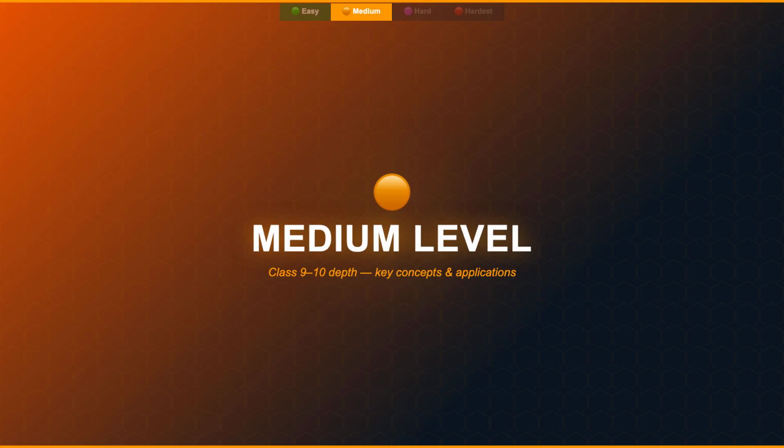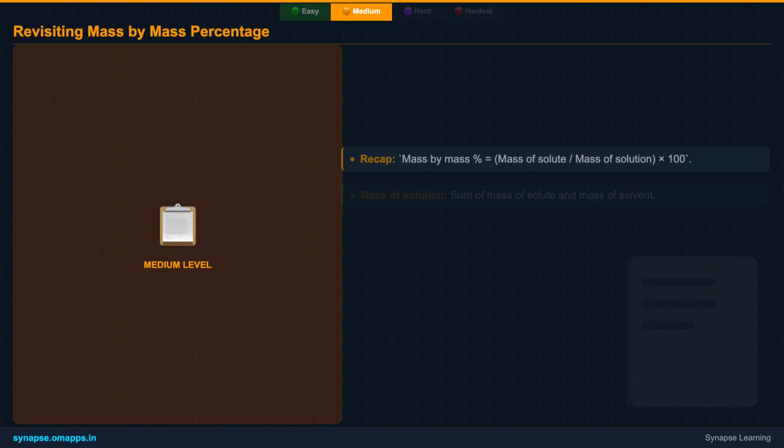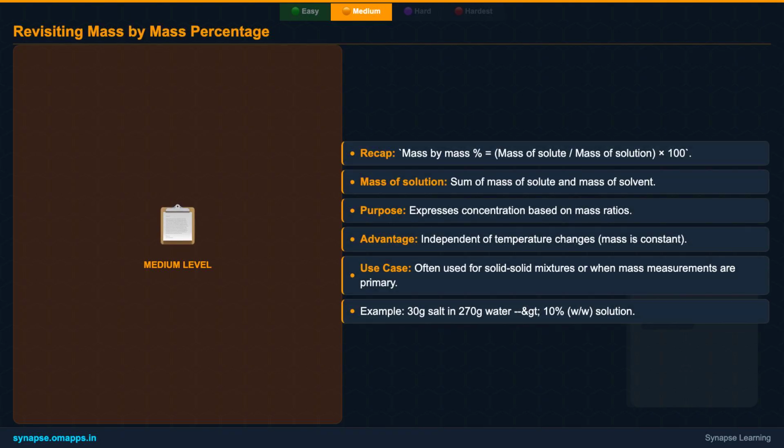Now that we've mastered mass by mass percentage, let's explore another crucial way to measure concentration, mass by volume percentage. This is especially relevant in many real-world applications. Let's quickly recap mass by mass percentage. It's excellent for situations where temperature doesn't play a big role or when you're dealing with solid components. But what if you're working with liquids, like in medicines? That's where mass by volume percentage becomes incredibly useful. It's the mass of solute in 100 parts by volume of the solution.